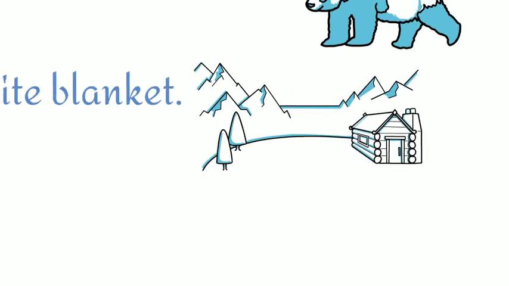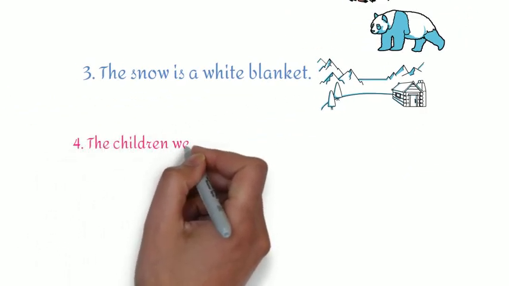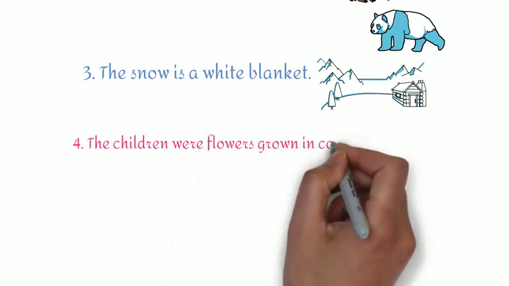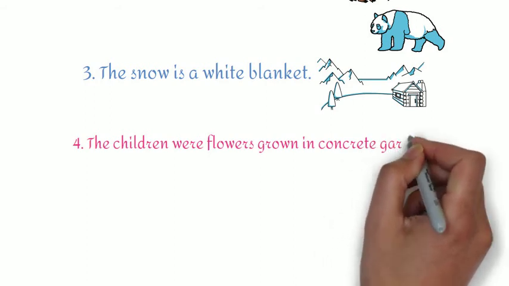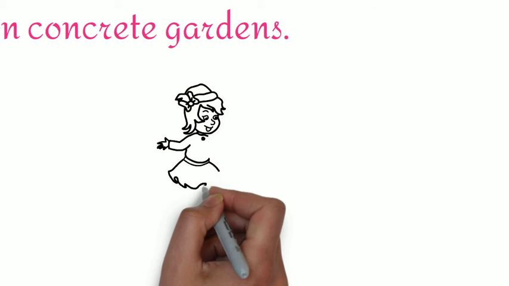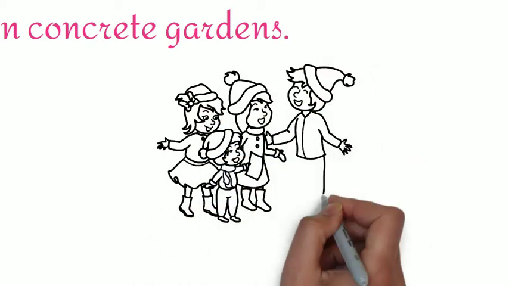Next one. The children were flowers grown in concrete gardens. Concrete gardens make it really hard for flowers to grow. This metaphor can mean that the children grew up in really hard situations but have grown up and bloomed.